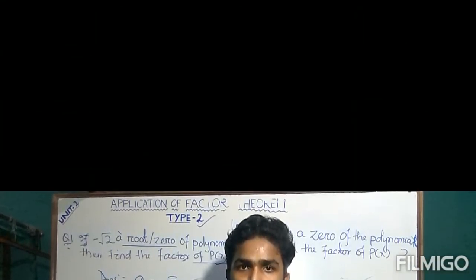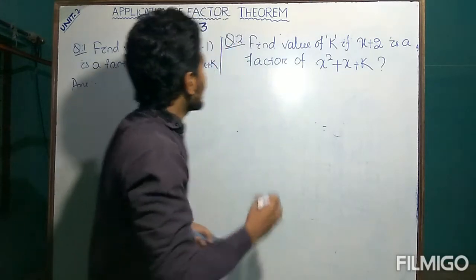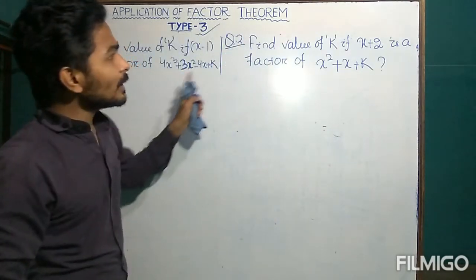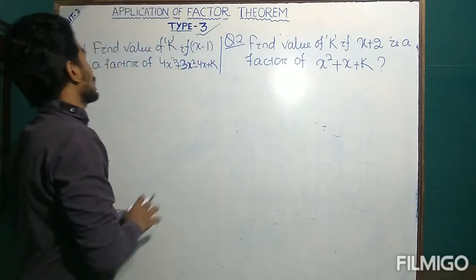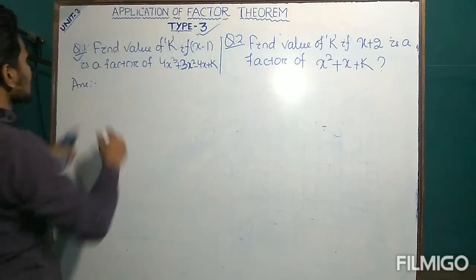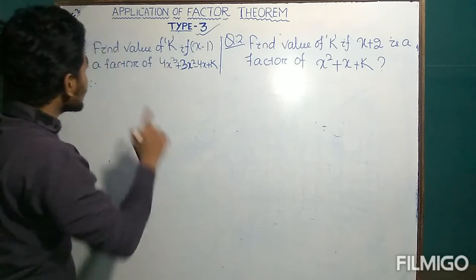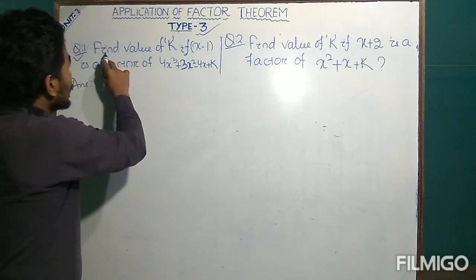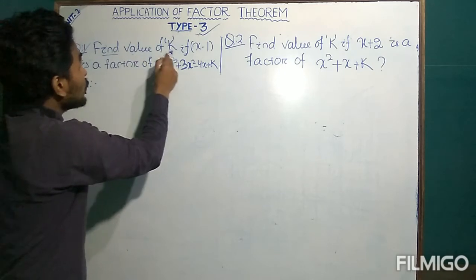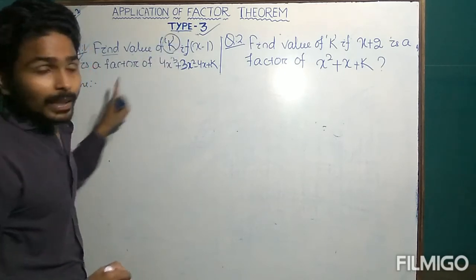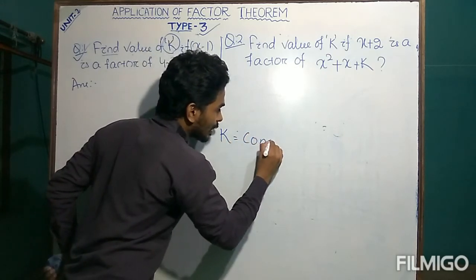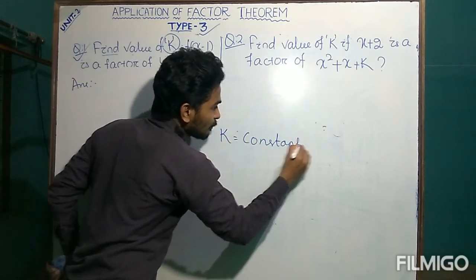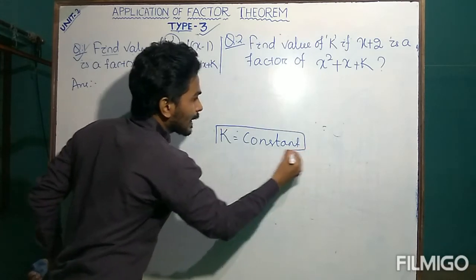Clear? Let us come to the third type, that is type 3. Here we will discuss the type of question that has been asked in the examination. First, we have to discuss question number 1. In question number 1, what do we have? It is given: find the value of k. Okay, what is k? I am first clarifying that k is nothing but a constant. So we need to find the value of k.